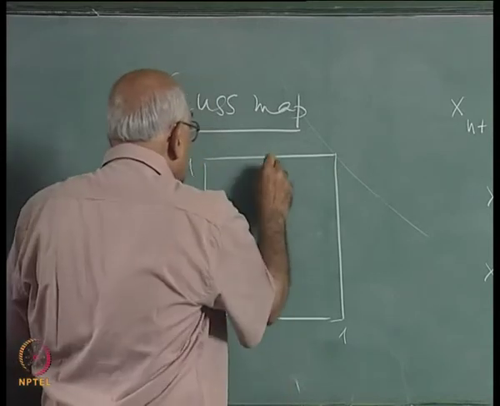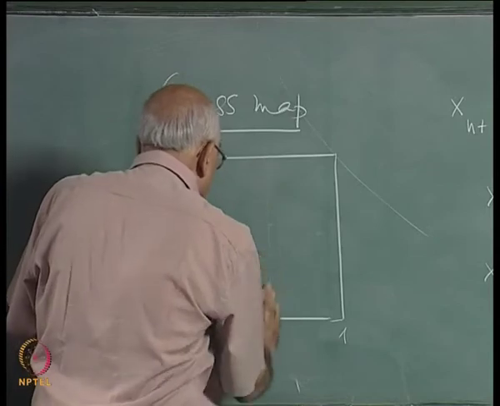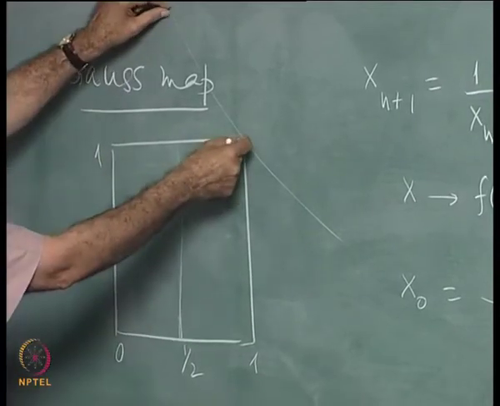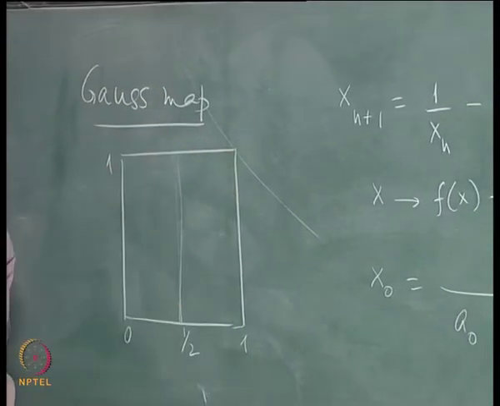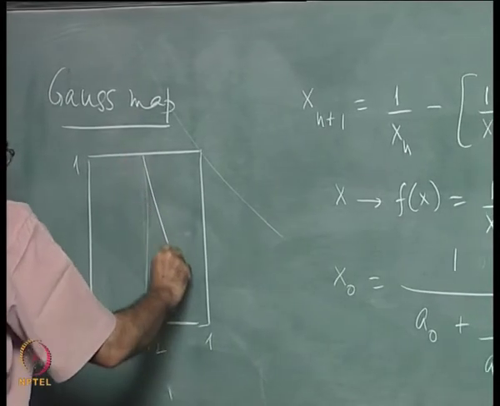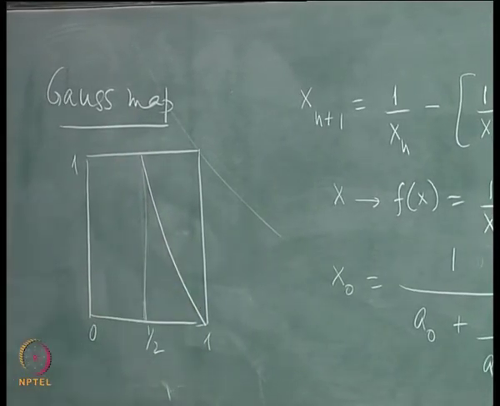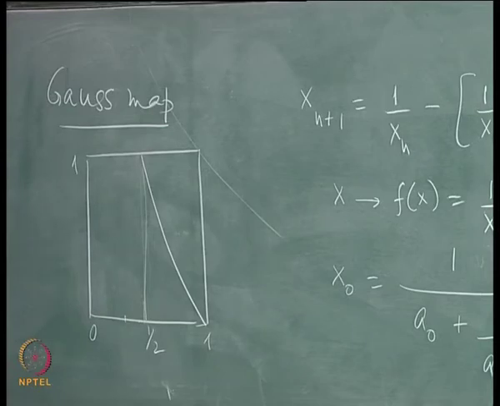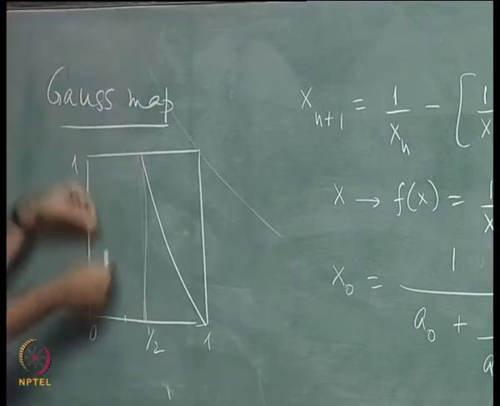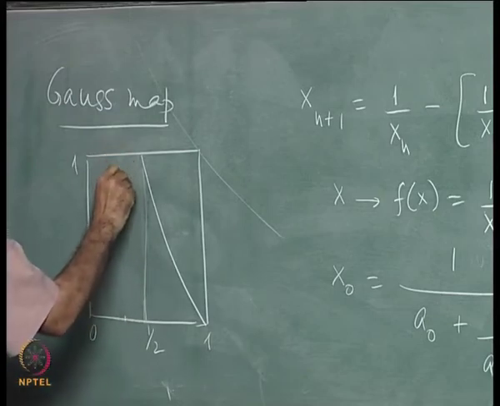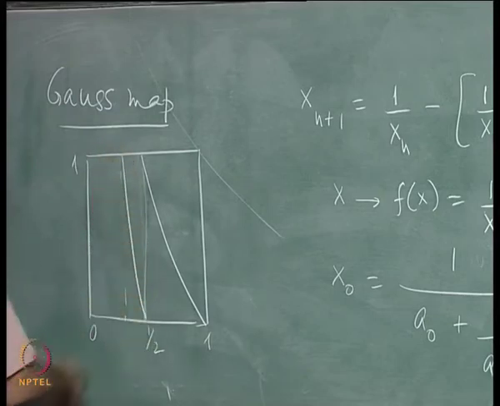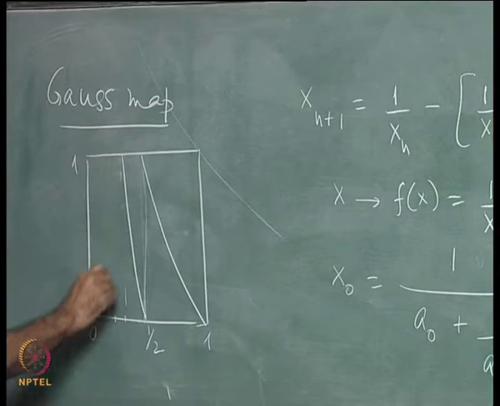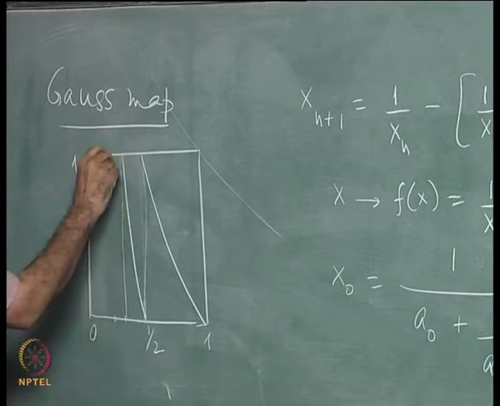So as long as the initial point is to the right of a half, all I have to do is subtract 1 to bring this piece and put it back here. So this map looks like this. If the number is between 1/3 and a half, then I have to subtract 2 and bring it back and put it down here. So the map looks like this, a little steeper slope. If it is between 1/4 and 1/3, then I have to subtract 3, and therefore this map starts looking like this.